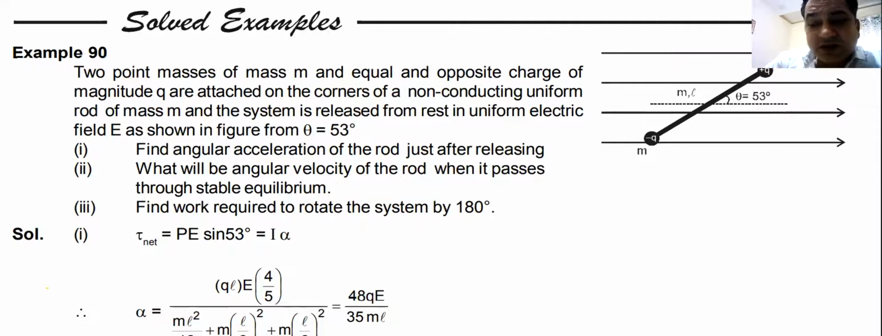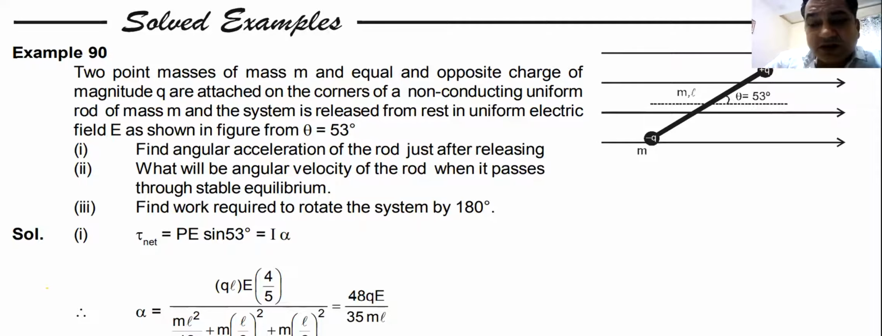Two point masses m and equal and opposite charge of magnitude q are attached to the corners of a non-conducting uniform rod of mass m, and the system is released from rest in a uniform electric field as shown. Theta is 53 degrees. Find the angular acceleration of the rod just after releasing.